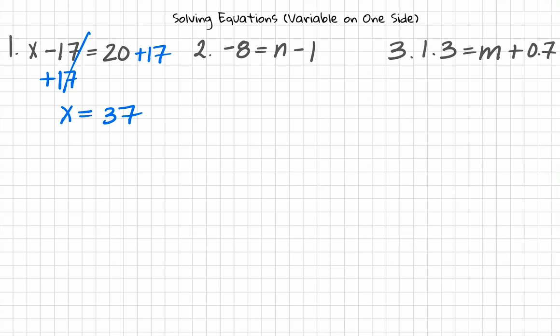For number 2, N is on the right side, but it's not by itself, so I have to isolate it. I have a -1, so I'm going to add a 1. What I do on one side, I do on the other. That cancels. Bring it down. N is subsequently isolated, and then -8 plus 1 is going to be -7.